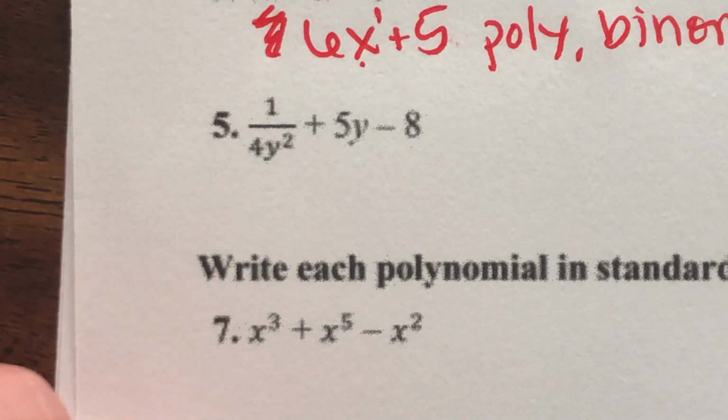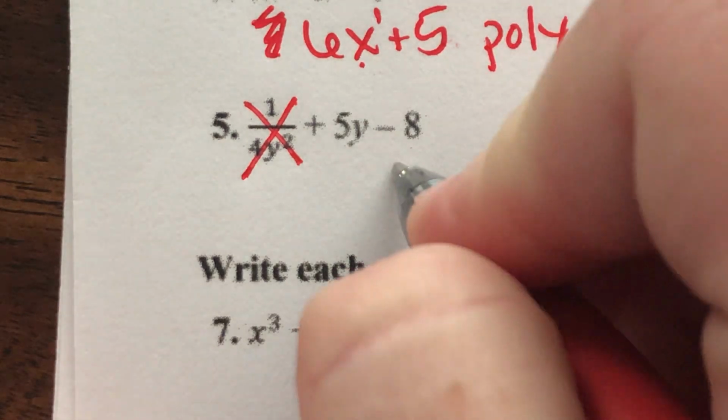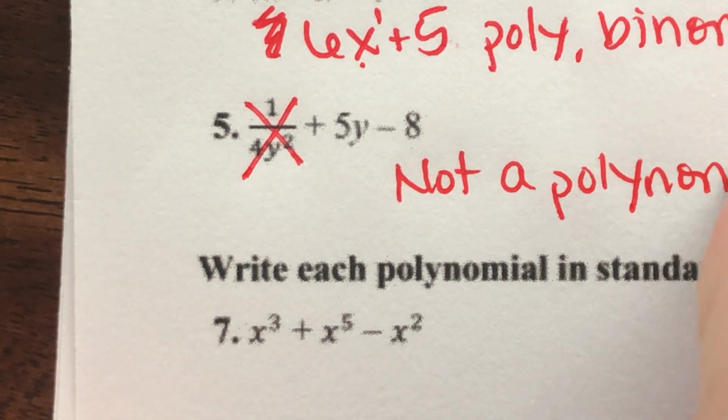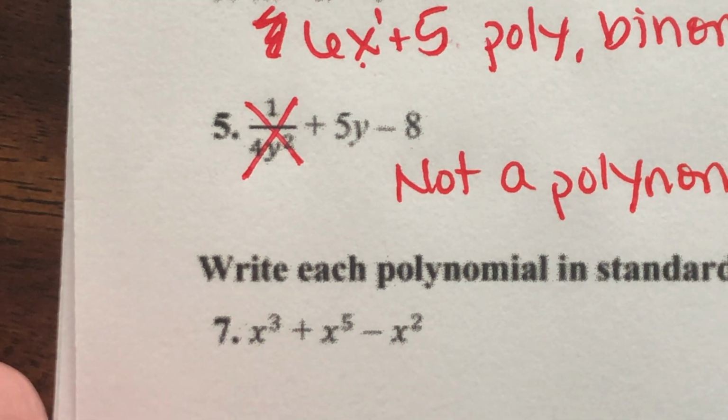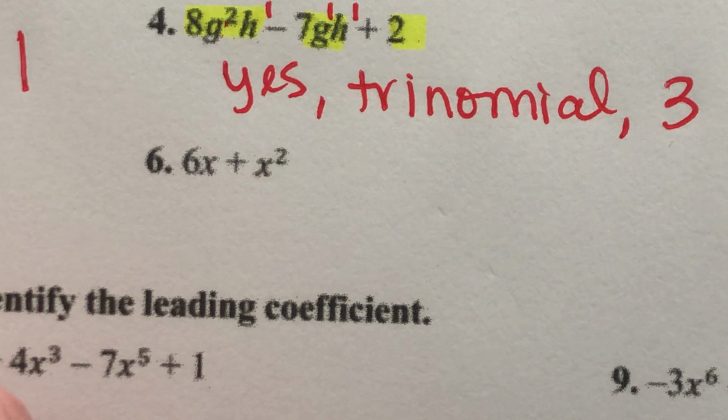Couple more. Number 5, is this a polynomial? No, because we've got a variable on the bottom of a fraction. So nope, not a polynomial. You don't even have to keep going. Just once you see that in the bottom of a fraction, it's not.